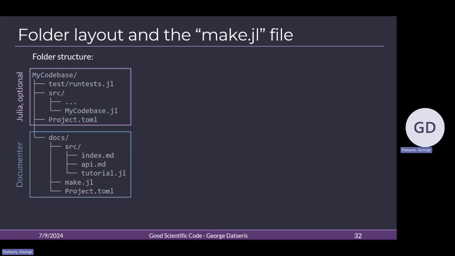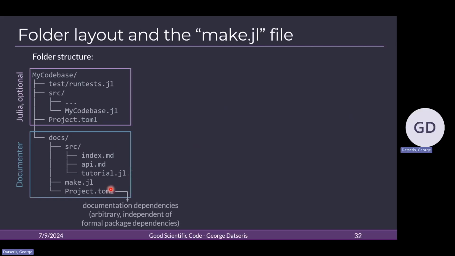Now, the folders and the files we care about are the ones that you see here, which is a docs folder that is at the highest level. Inside the docs folder, there is a make.jl file and a project.toml file. And there is a subfolder called source that has, for this tutorial, just 3 files. 2 files are Markdown, and 1 file is the tutorial that we just wrote as a Julia script.